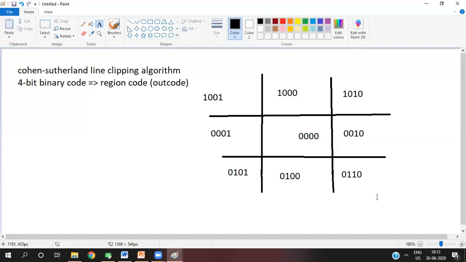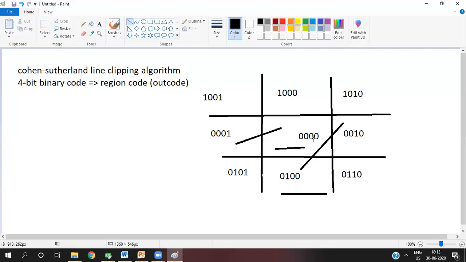Fine. And now you have to draw different lines, and depending on the line you can decide whether the line is inside or whether the line is outside. I have drawn 4 lines over here. So consider this line which is lying inside the window. If I check both the ends of a line, what does it suggest?